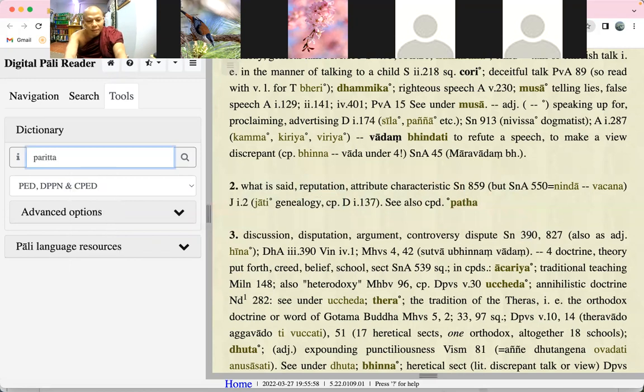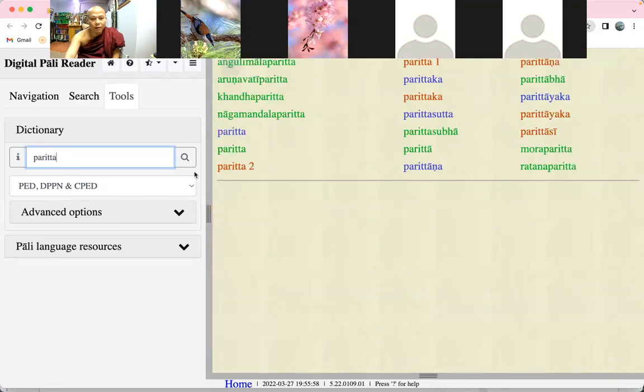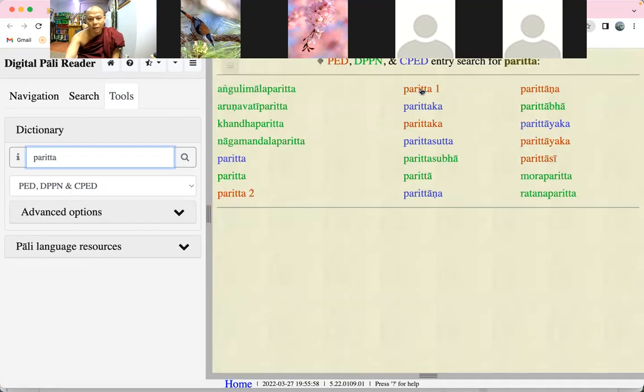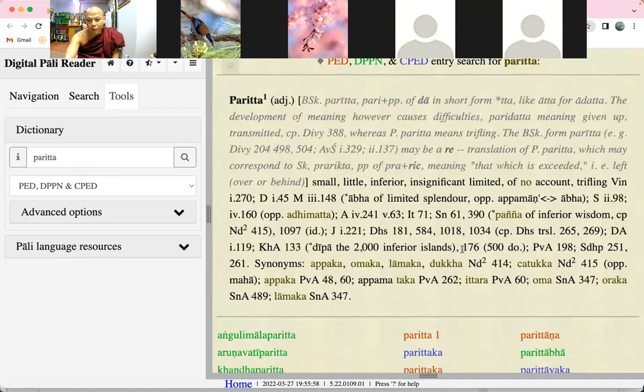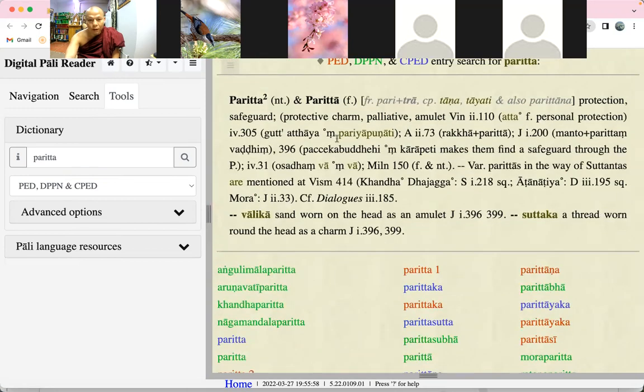So Breda means later. Breda means small or little or inferior or limited. So what about another Breda? Another Breda is protection. Breda Walika, that is just protection.